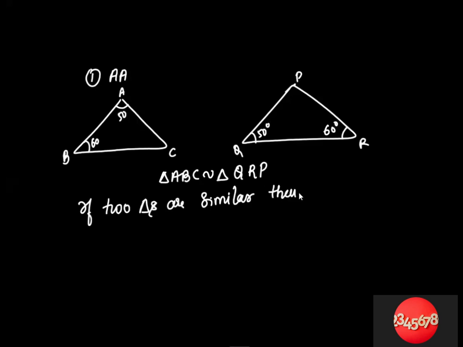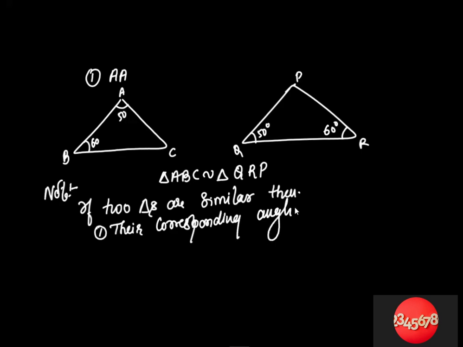then please copy it if you didn't write this yesterday. If two triangles are similar, write down the note. Then, first point, their corresponding angles are equal. This means what? Write quickly. If two triangles are similar, like in congruency, they are equal. Similarly, here, angles are equal.